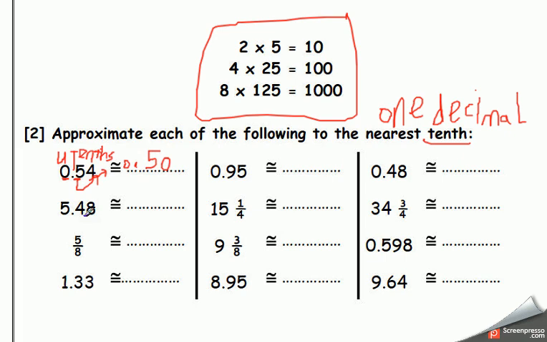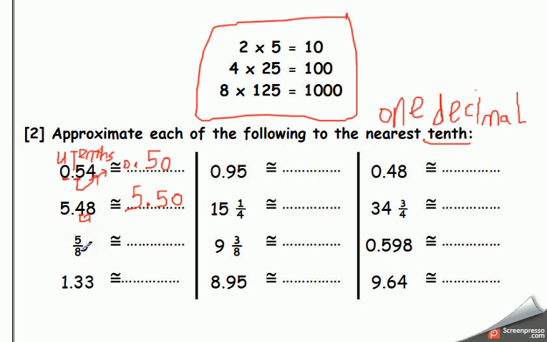The next example: the tenth digit here is 4, and the previous digit is 8. It is strong, so I will replace 8 by 0 and 4 will be increased by 1 and become 5, and write the decimal point. After that I write the unit digit as it is.